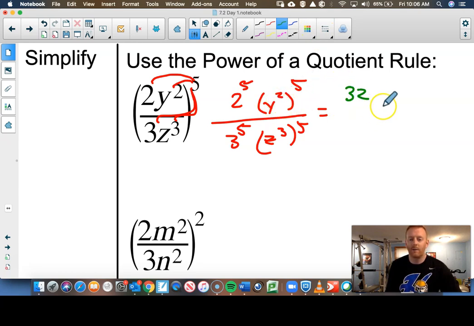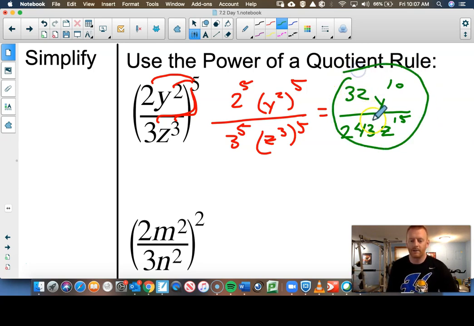All right, so 2 to the 5th is 32. Y to the 2nd to the 5th makes a y to the 10th because we use our multiplication due to the rule from last lesson. 3 to the 5th is 243, and then a z to the 3rd to the 5th, we multiply, so we get a z to the 15th. Now 32 over 243 is not going to play nice, I'm pretty sure. And it doesn't, so then this is your final answer.